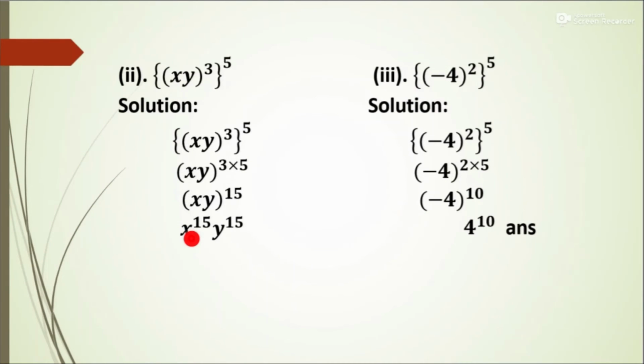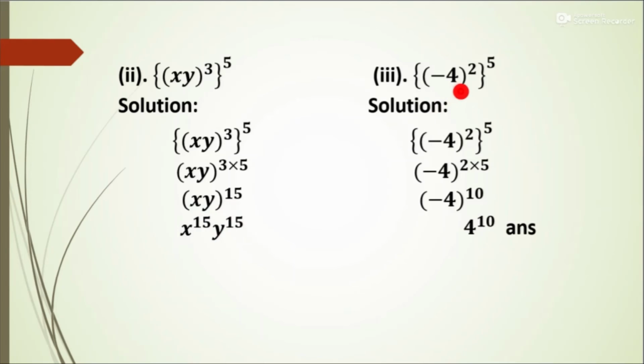Now again you can change into exponential form, xy to the power 3 into power 5. Now you can apply the law of exponent. First of all we multiply 3 by 5, and we get 3 multiplied by 15, and apply the law of exponents again for each number inside the bracket. 15 goes with x, and 15 with y, to the power 15.